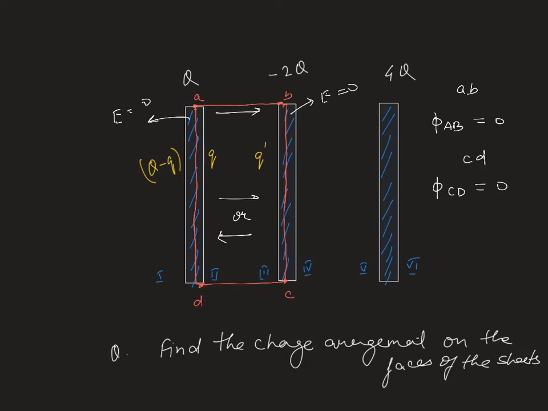Going on, then we have the AD surface, and the flux through the AD surface is going to be 0 simply because it is a conductor. The surface is inside a conductor.